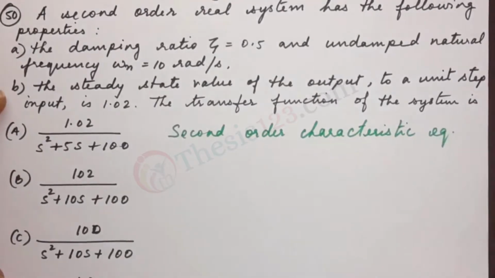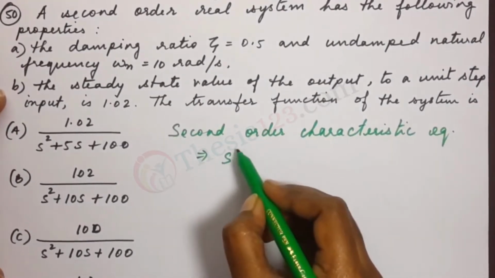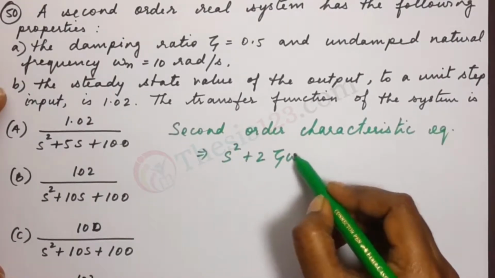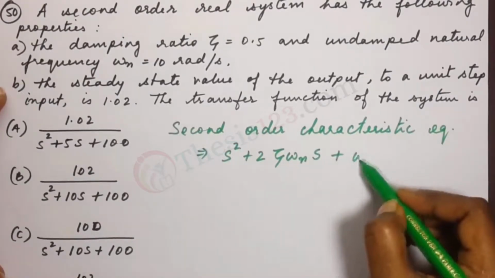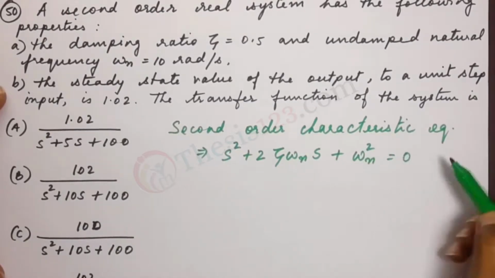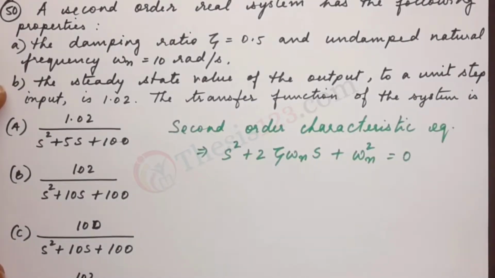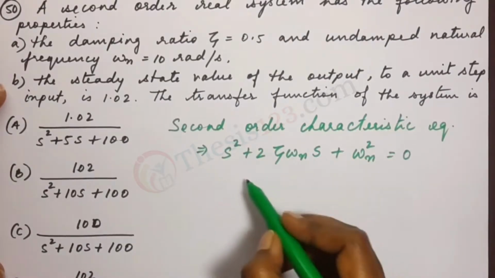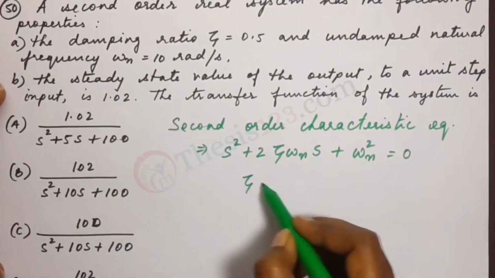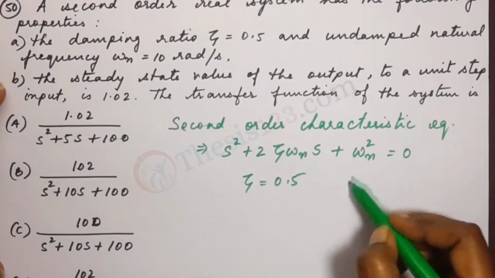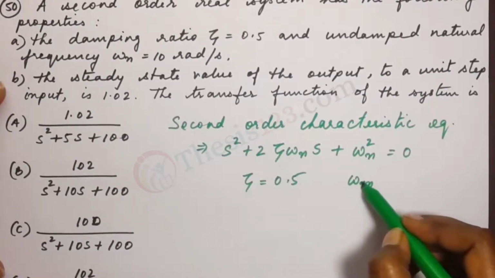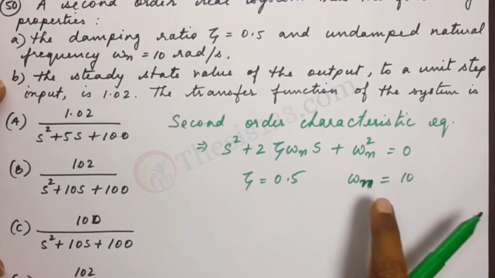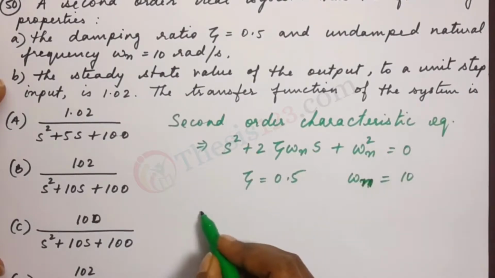The second order characteristic equation is given in the form s square plus 2 psi omega n s plus omega n square is equal to 0. Now this is our second order characteristic equation. It's a general equation. It will be good to remember. And we have been given that psi value is 0.5 and frequency omega n is 10.